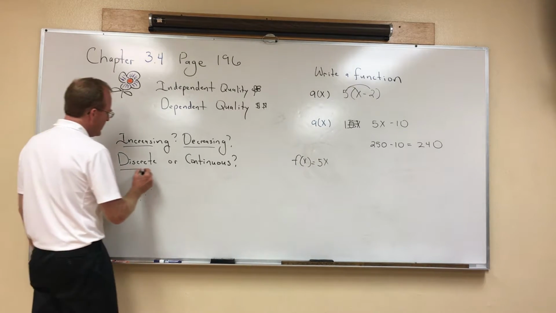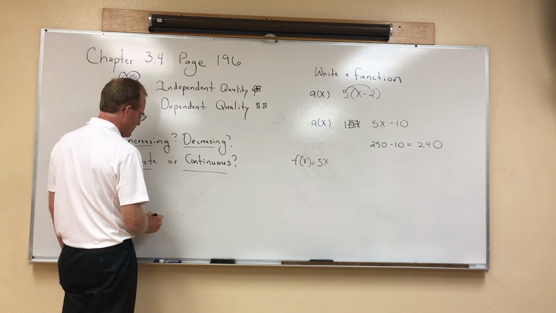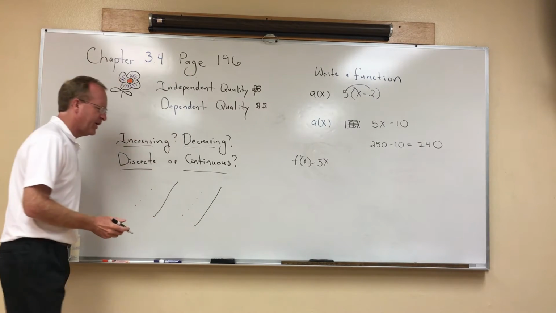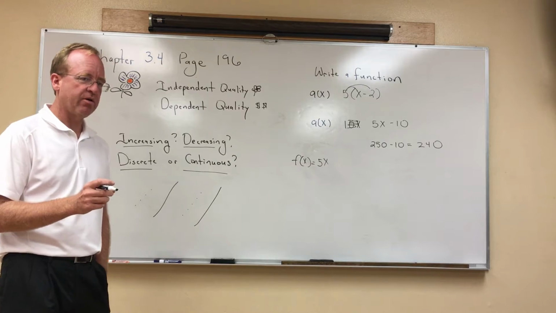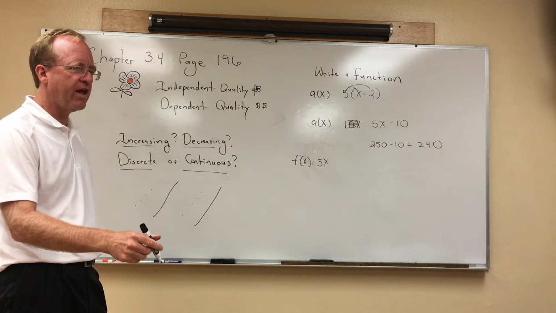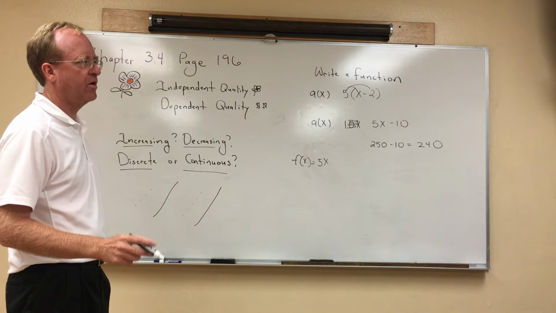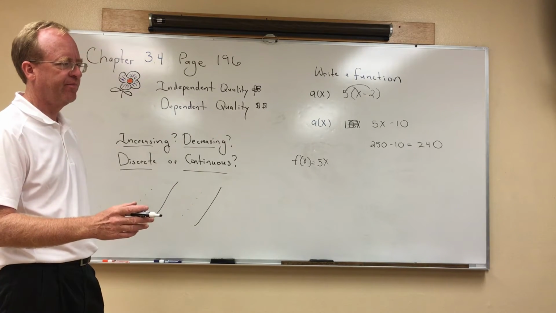Is it discrete or continuous? So should your graph look like this, or should it look like this? Well, my question to you is this. Does she sell complete flowers? In other words, does she sell a whole flower? Or does she sell parts of flowers? Does she sell 1/4 of the flower at a time? Half at a time? No.